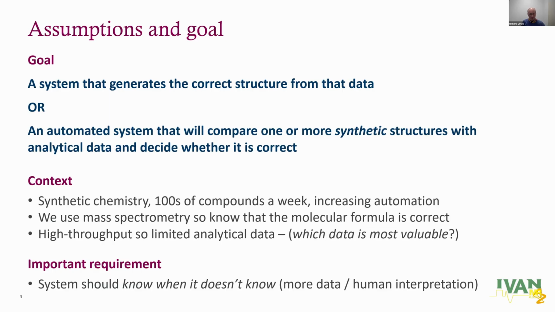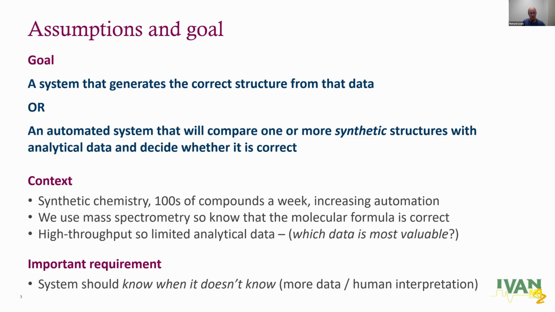So the context is working in synthetic chemistry, where we're making maybe hundreds of compounds a week. There's increasing automation, like the libraries that Kathleen was talking about, where we really don't have time to look at the data, and we want a way to automate that. I'm assuming that we're using mass spectrometry, so we already screen that the molecular formula is correct. If we have a reaction, we're expecting a product, and we get a product of the right molecular weight.